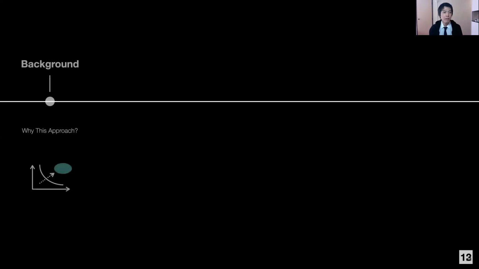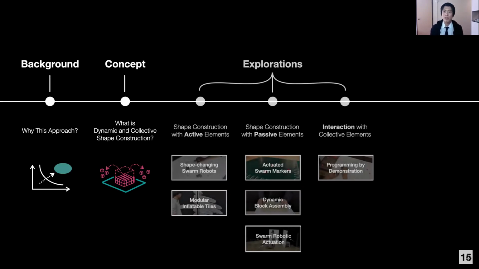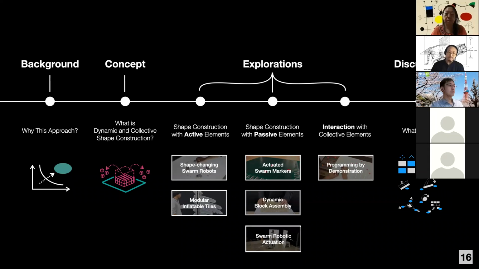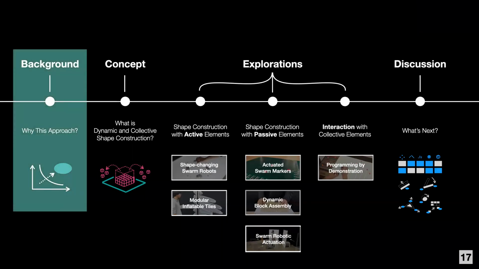So in this talk, I want to first describe the background about why I'm taking this approach. And then I'm going to introduce the concept and describe what is the dynamic and collective shape constructions. And then I'm going to introduce my own exploration about the shape construction with the active elements and the shape construction with the passive elements, as well as the interaction technique with the collective elements to program them. And finally, I want to conclude with a discussion about the future research opportunity, as well as how can we further develop these kind of collective shape constructions. So let me first describe the background.